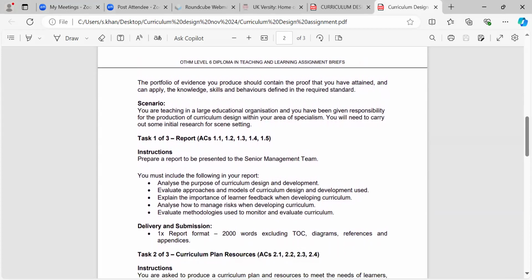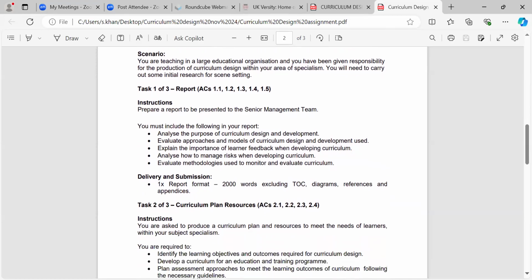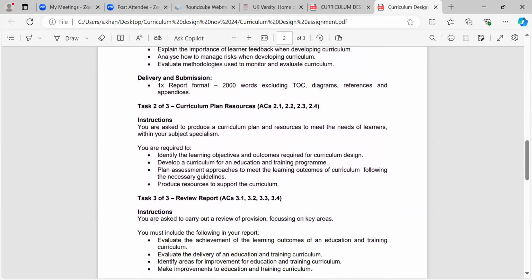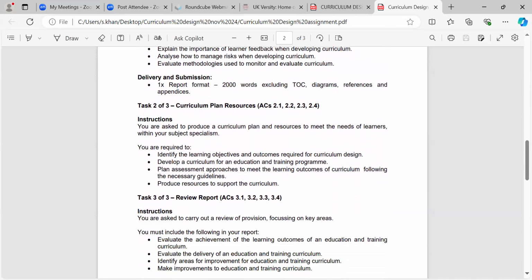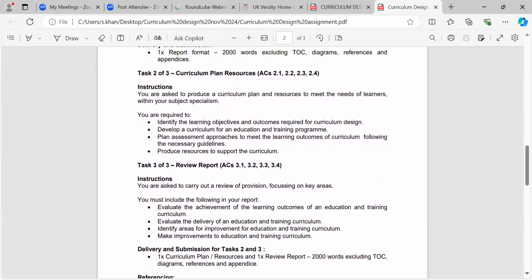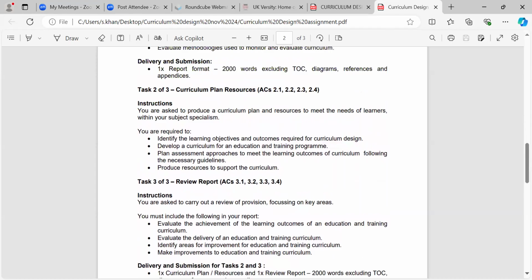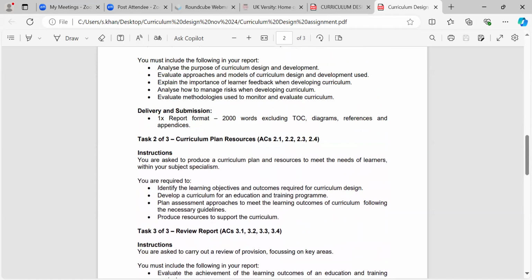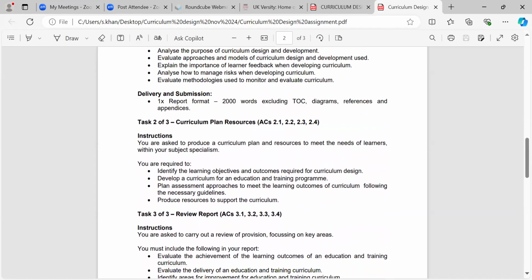And it identifies in each task what you need to do, what report format, and how many words you have to do for each task. So the first task, 1 of 3, you have to do 2,000 words for that. Task 2, you'd have to do a requirement of 2,000 words for. Task 2 would be task 3, 2 of 1 is a curriculum design.